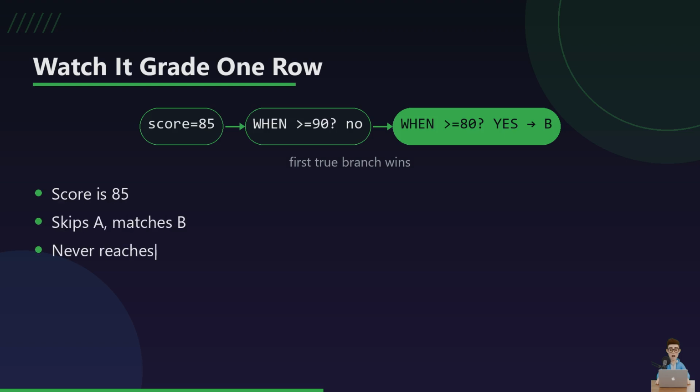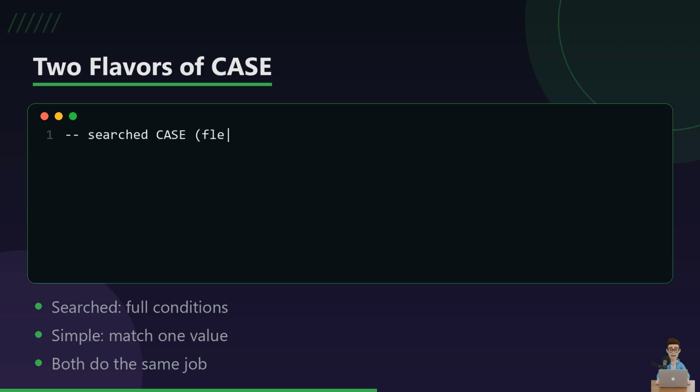Let's walk a single row through it. The score is 85. First check, is it 90 or above? No, skip. Second check, is it 80 or above? Yes, so it returns B and stops right there. Notice it never even glances at the ELSE. Clean.